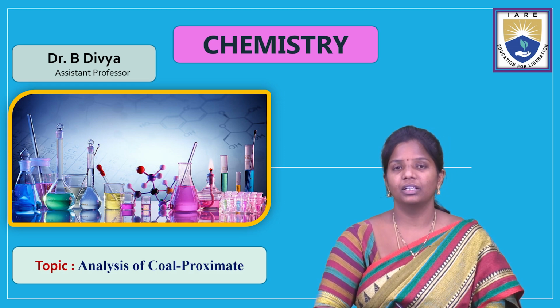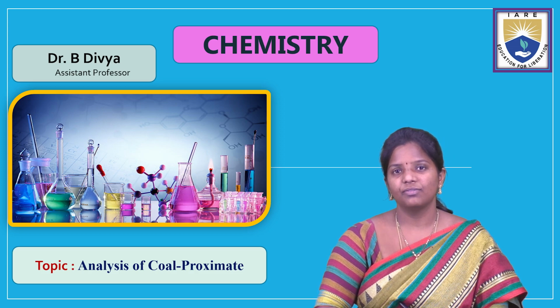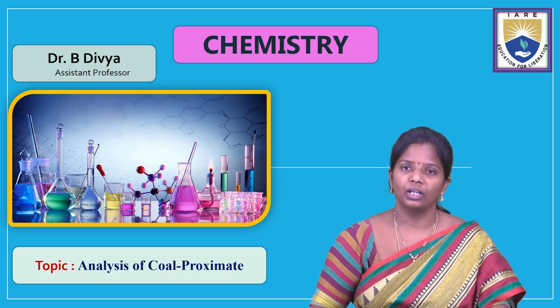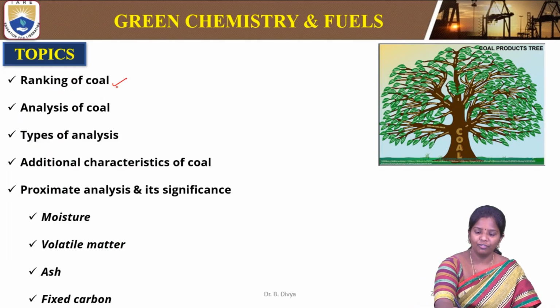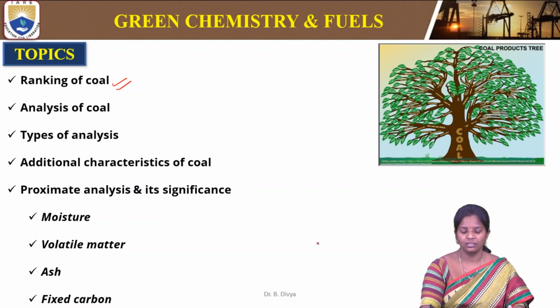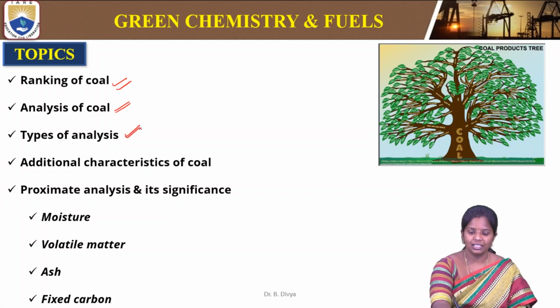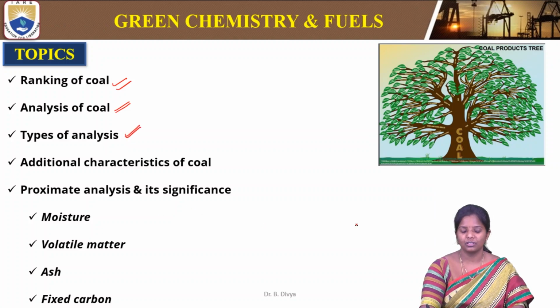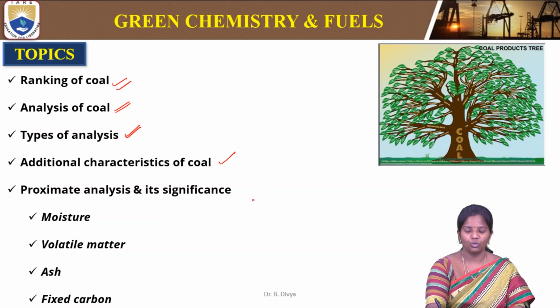In this session, we will learn the proximate analysis of coal, which is very useful before its application to any field. Here are the topics. First, the ranking of coal: how the coal is ranked depending on its characteristics or properties. Then analysis of coal, how the analysis is done. Then types of analysis. There are two types, proximate and ultimate, and we will see them in detail. Then additional characteristics of coal, proximate analysis and its significance.